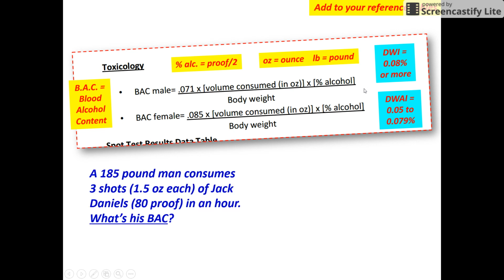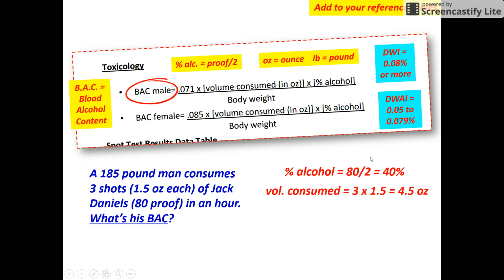Okay, so here's an example. We're going to do an example with a 185-pound man who consumes 3 shots of Jack Daniels, which is 80 proof, in 1 hour. And we want to figure out what his blood alcohol content is. Okay, we have to use the male formula. First thing we have to do is figure out the percent alcohol. We take the proof number, which is 80, and divide by 2. That means that beverage is 40% alcohol because it's 80 proof.